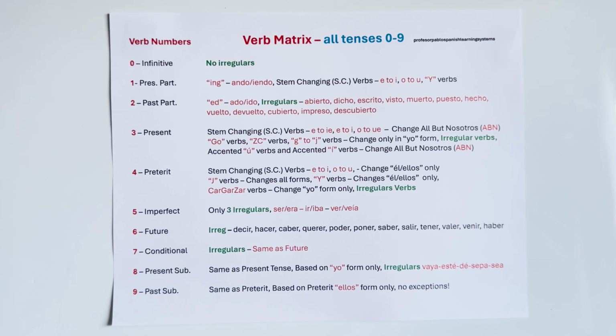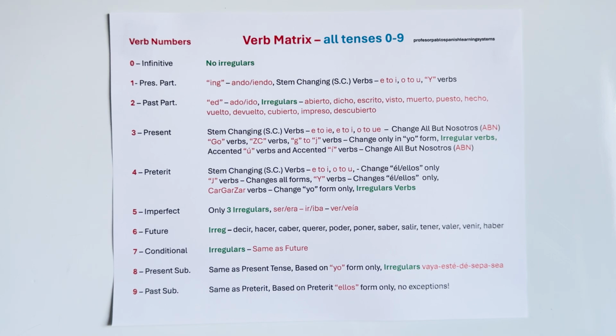Now the J verbs. The J verbs, they change in all forms. Let's take a verb like decir. Dije, dijiste, dijo, dijimos, dijeron. That J is going to be there all the way. Why? Because if you left it, decir as a C, then it would be dico. It wouldn't work. You need the J, otherwise we don't have the soft sound of decir. Let's take the verb traer. Traje, trajiste, trajo, trajimos, trajeron. So the J verbs, they change in all forms.